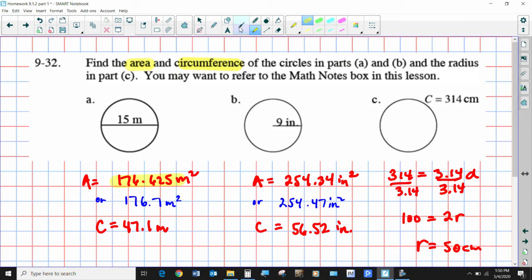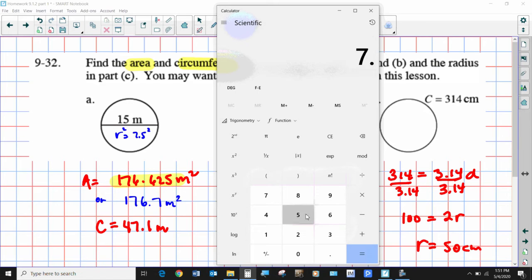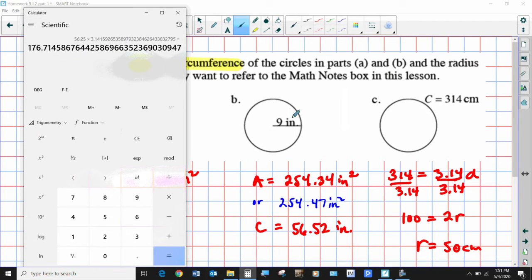The radius for this one is going to be 7.5. So you square that, and then you multiply that times pi. And if you take pi as 3.14, you get 176.625. If you multiply times the actual pi, let's go 7.5 times 7.5, that's 7.5 squared is 56.25. Then multiply that times the actual pi. I just rounded it off to 176.7, but notice how this is a little bit more than that. So you could have gotten either one of those answers depending on whether you had a pi button on your calculator. Same thing here, 9 squared is 81.